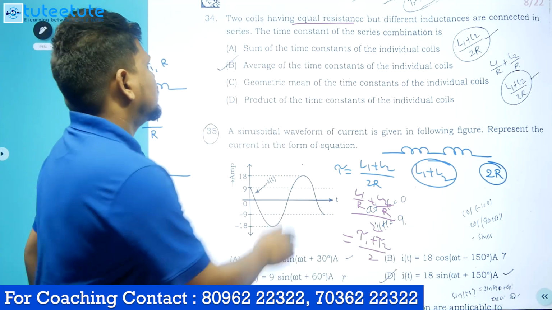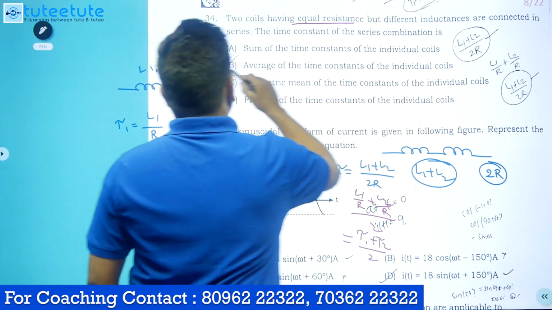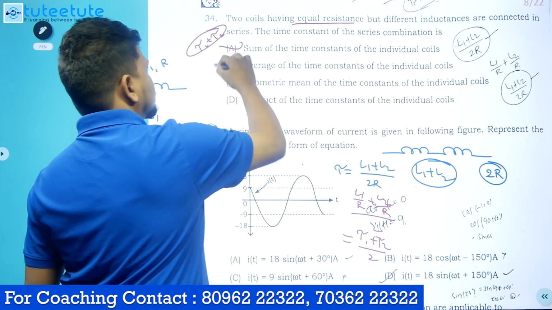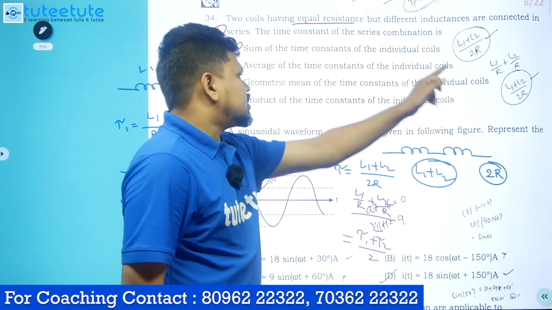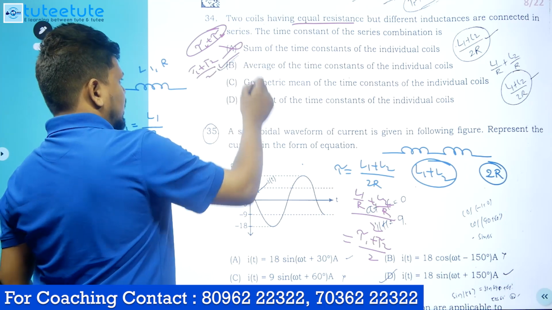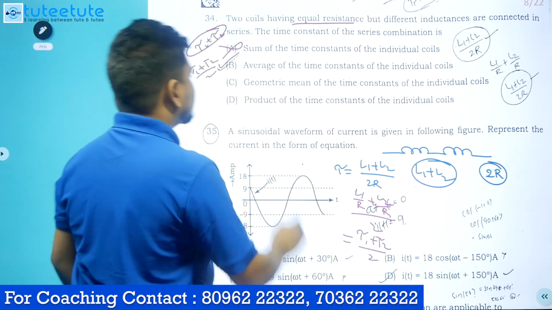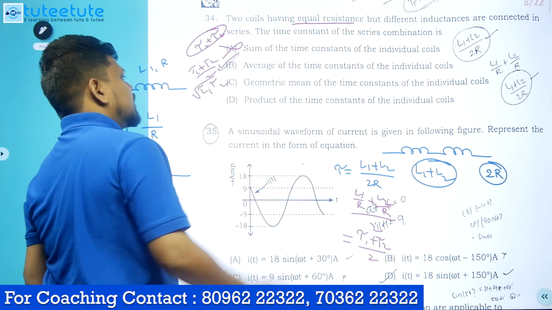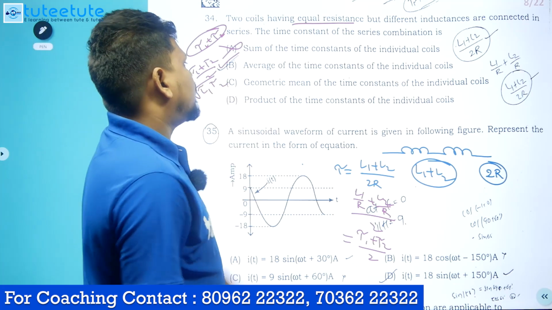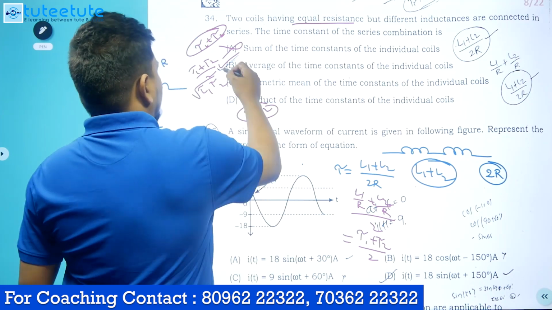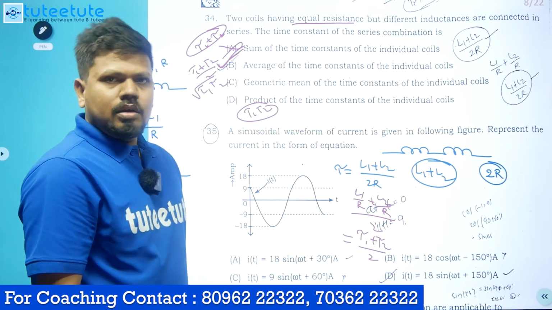Just see the options. Sum of time constants of individual coils, that is time constant 1 plus time constant 2. This is wrong. Average of the time constants of individual coils, that means T1 plus T2 divided by 2. This is the correct one. Geometric mean of the time constants means under root of time constant one times time constant two, the product T1 T2. So we have got the answer, T1 plus T2 divided by 2. That is the answer.